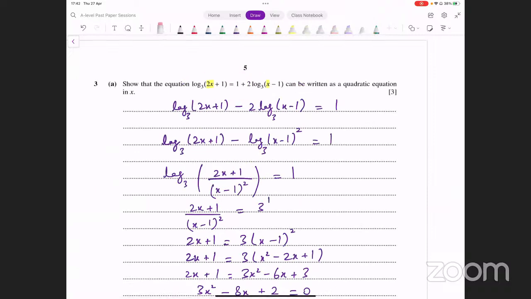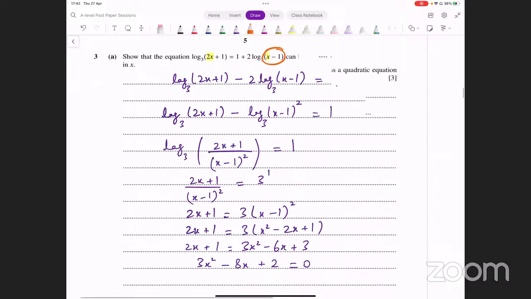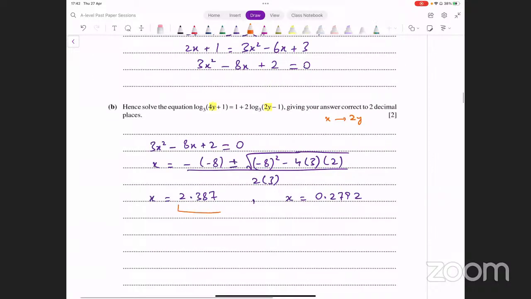Now think about this. This is 2x plus 1. अगर x की value positive है तो यहाँ पे तो कोई मसला नहीं होता. That's fine. Okay. However, if you think about this is x minus 1. If you have x equal to 2.387, that's okay. 2.387 minus 1, that's still a positive number. That would not be a problem.